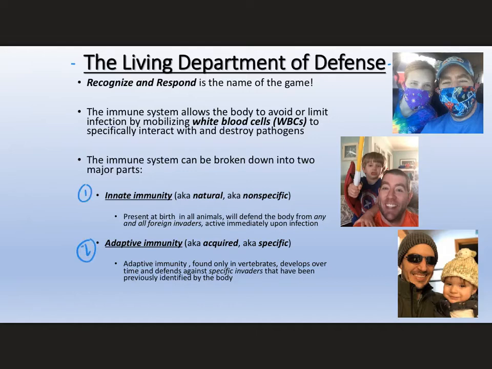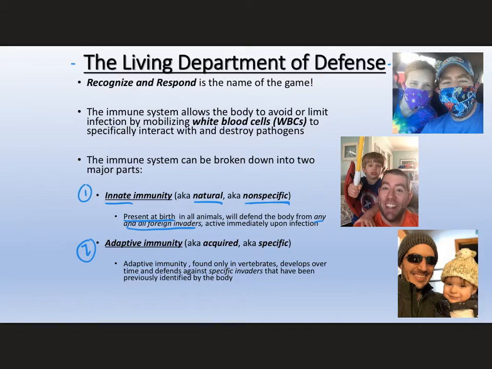We've got what's called your innate immunity. Sometimes, depending on the textbook you look at, we also see this referred to as natural immunity or non-specific immunity. And all of these names are good for this part of your immune system. Innate means born with. Right? So innate immunity is present at birth. It will defend against any and all foreign invaders. Therefore, it is non-specific. Right? Any kind of pathogen or invader that shows up, it will attack. And it's active immediately when you get infected. In fact, it's active at all times. So it's active even when you aren't infected by a pathogen.